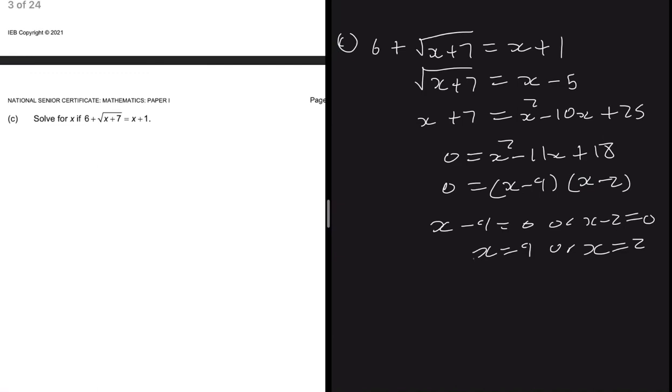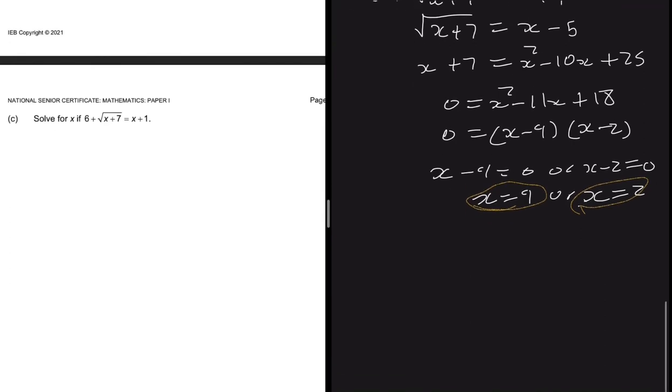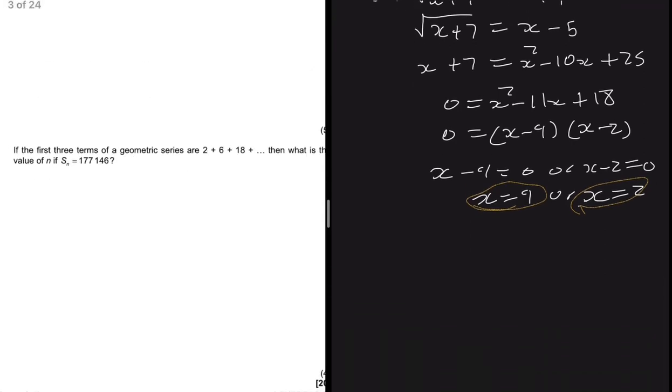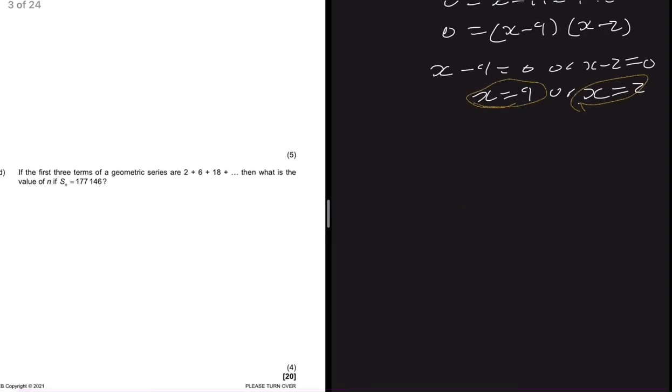When you've reached this step, if you want to bulletproof your answer in a way, you can take this x equals 9 and substitute it back here and see if you get the same thing. You can do the same for x equals 2. You substitute it back into the equation and see if you get the same thing. If you don't get the same thing from both hand sides, then you have done something wrong, so you have to redo it again. Let's move ahead.